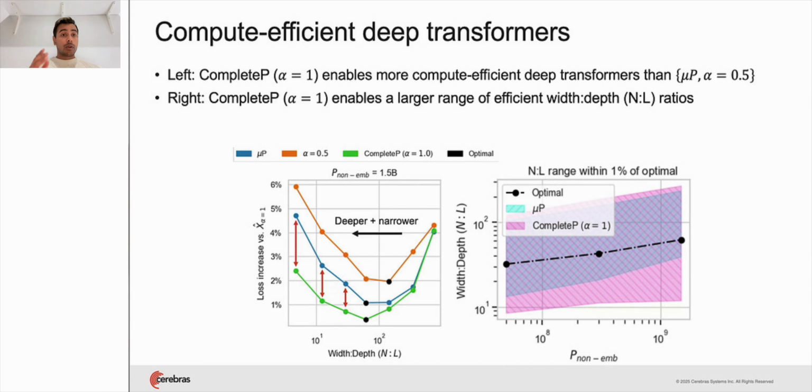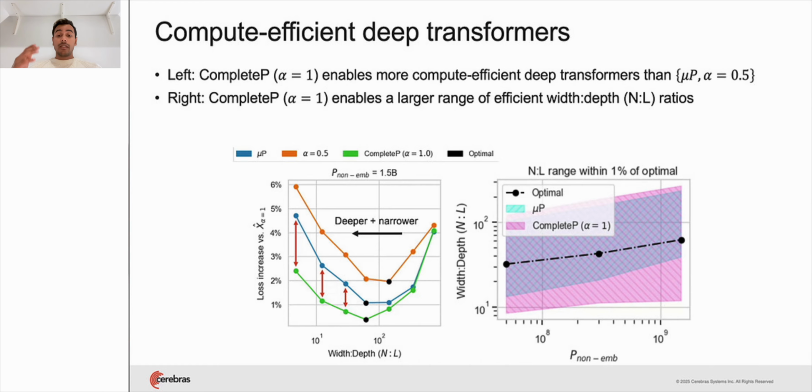Beyond transfer, in this work, we also study compute efficiency of deep transformers. In the plot on the left, the x-axis is the width-to-depth ratio, or N to L, and the y-axis is the loss increase relative to some very compute-efficient scaling law. The different lines correspond to different parameterizations: green is CompleteP, blue is μP, and orange is alpha half. As you move to the left, or in other words, get deeper and narrower, CompleteP's advantage over μP and alpha half grows. In other words, CompleteP enables more compute-efficient deep transformers than μP or alpha half.